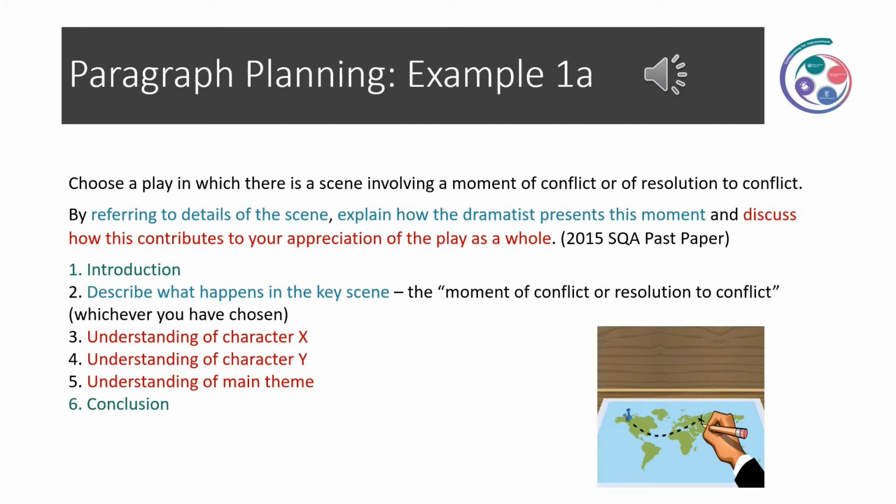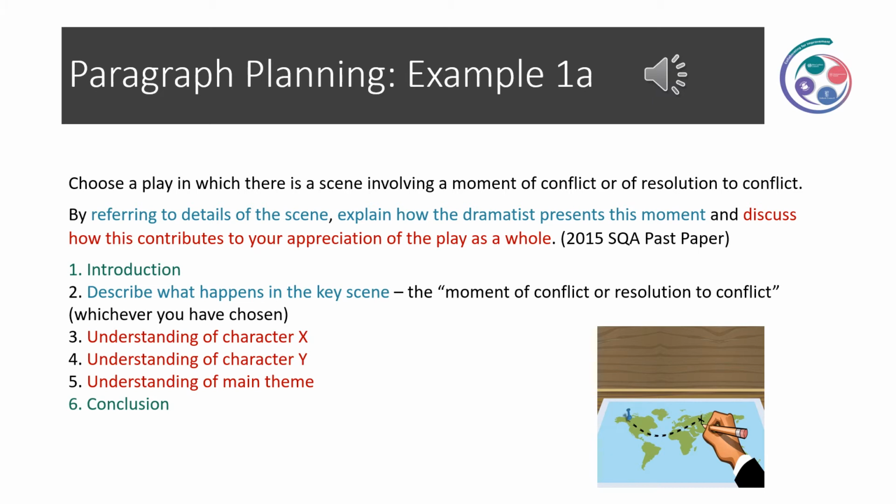Let's take a look at a specific question and see how we might go about planning it. This question is: choose a play in which there is a scene involving a moment of conflict or of resolution to conflict. By referring to details of the scene, explain how the dramatist presents this moment and discuss how this contributes to your appreciation of the play as a whole. As I said previously, paragraphs 1 and 6 are the introduction and the conclusion, so you need to think about paragraphs 2, 3, 4 and 5.